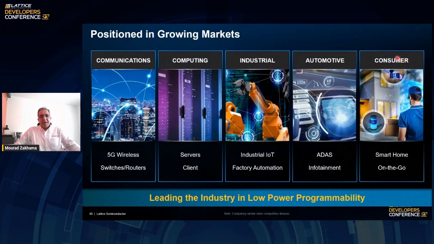As you've probably seen in some of the Lattice communication, Lattice is the industry leader in terms of low power FPGAs, and has products that are very well positioned for various growing markets. We have products and solutions targeted to communication, computing, industrial, automotive, and consumer also. So please make sure you get in contact with your local Lattice person to get further details on any one of these market segments or FPGA needs.